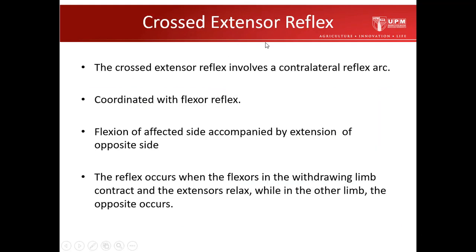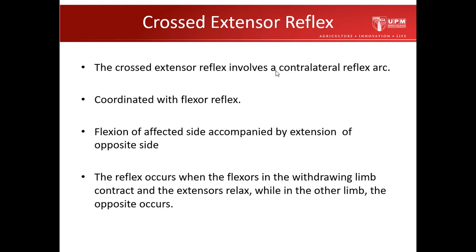Next is the cross-extensor reflex. So the cross-extensor reflex involves a contralateral reflex arc. In other words, a motor response to the stimulus also happens on the opposite side. So the cross-extensor reflex complements the flexor reflex, which is the withdrawal reflex, and both of them occur simultaneously. The flexion of the affected side is accompanied by the extension of the opposite side.